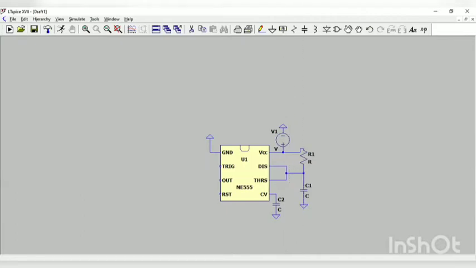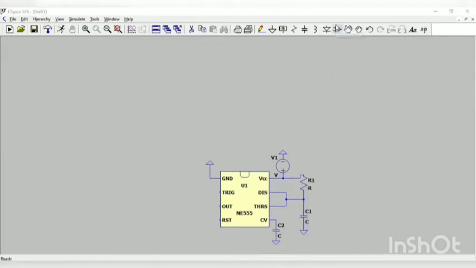Now for giving it a trigger pulse, when you make a real circuit, you need to put a push button between trigger and ground and pull up this trigger pin to VCC. Here, what I do is I'll put a voltage source that will give me my trigger pulses.